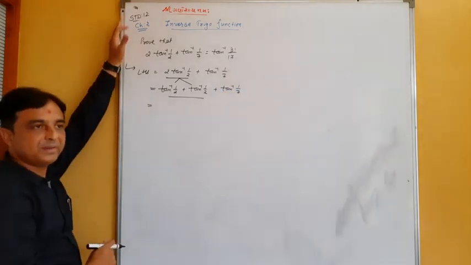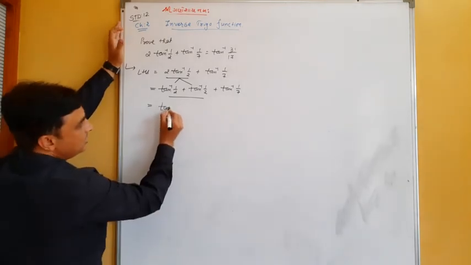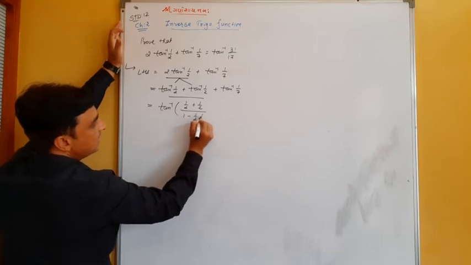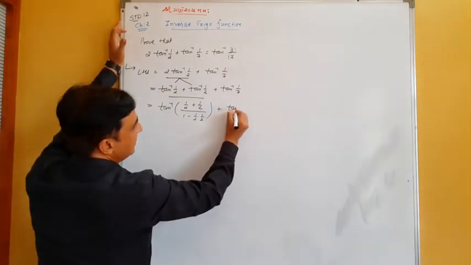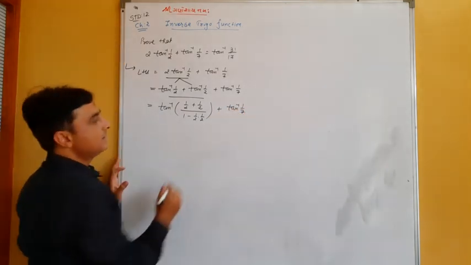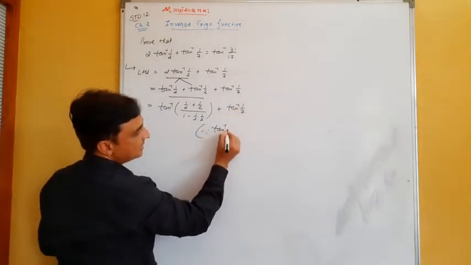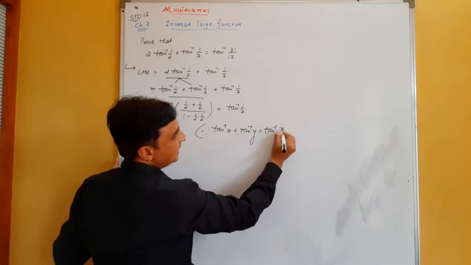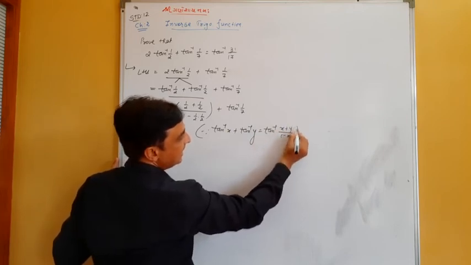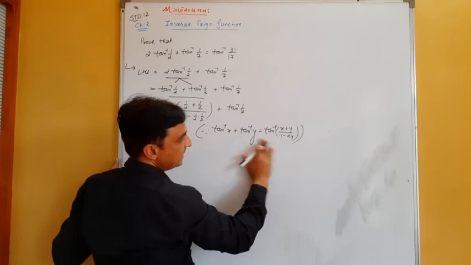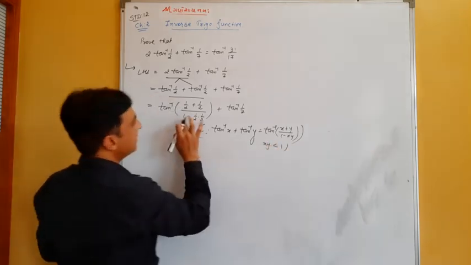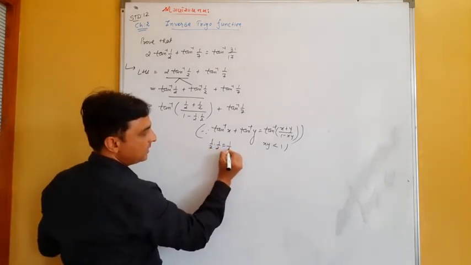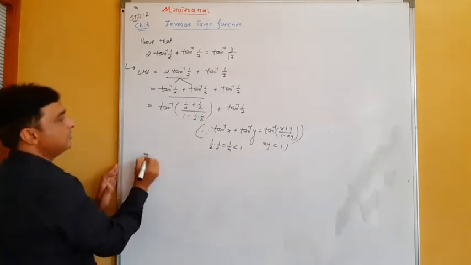Now add them. Tan inverse x plus tan inverse y is tan inverse of (x plus y) upon (1 minus xy). In the last lecture we have discussed this formula and some examples of it also. The condition is mod xy less than 1. Here 1 by 2 into 1 by 2 is 1 by 4, which is less than 1. That's why we are using this formula.